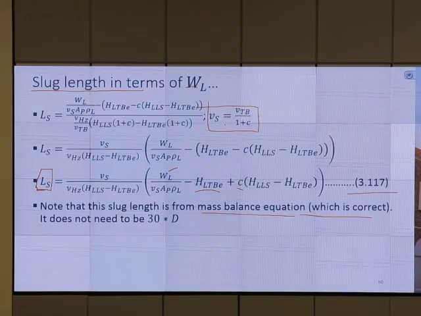Which page number has this relationship? Vs equal to VTB over 1 plus C. Which page number? Page 92. Okay, which equation? 3.91. Everyone follow that? So put this in, rearrange it.